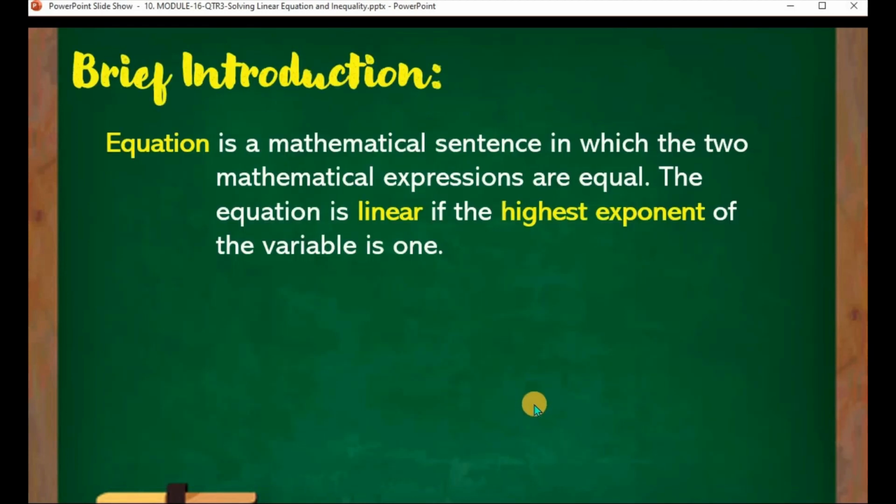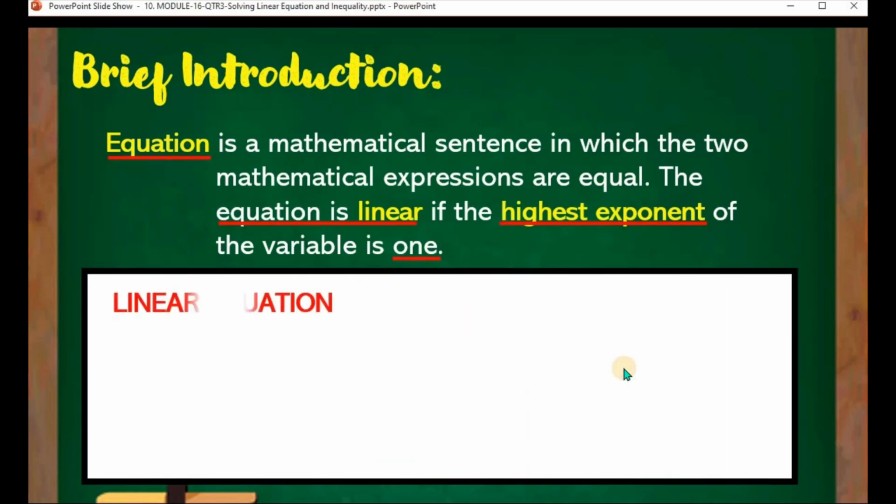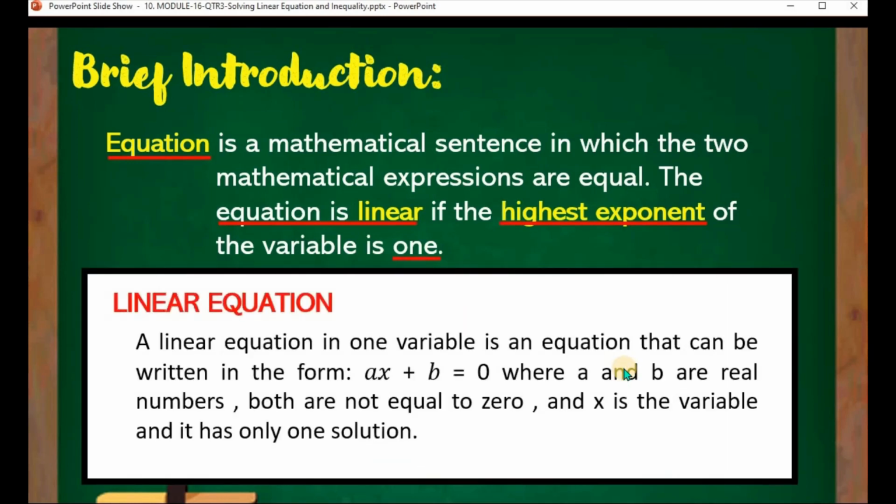Now, let's go to equation. As I told you before, an equation has two expressions that are equal. We can say that the equation is linear if the highest exponent of the variable is 1. So, let's start with linear equation. What is that? A linear equation in one variable is an equation that can be written in the form ax plus b equals 0, where a and b are real numbers, both not equal to 0, and x is the variable, and it has only one solution.